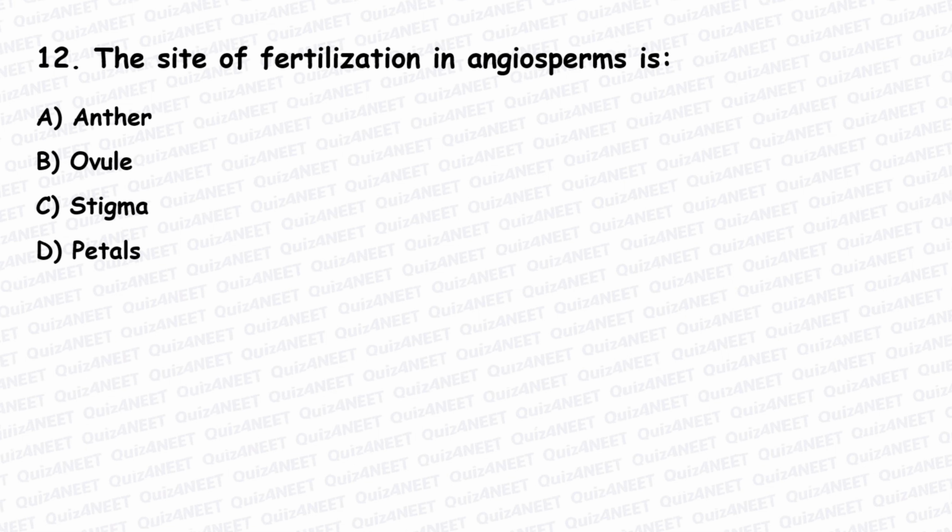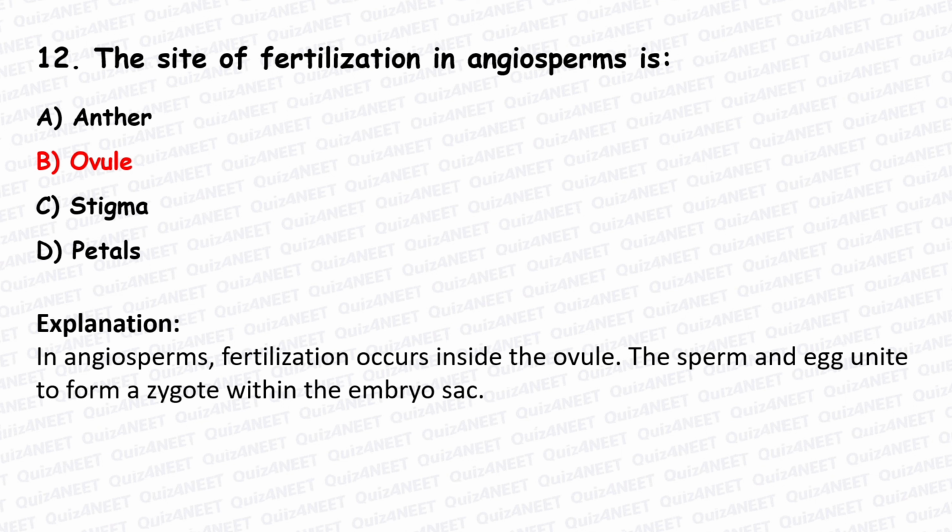12. The site of fertilization in angiosperms is: A. Anther, B. Ovule, C. Stigma, D. Petals. The right answer is B. Ovule. Explanation: in angiosperms, fertilization occurs inside the ovule when the male and female gametes unite to form a zygote.